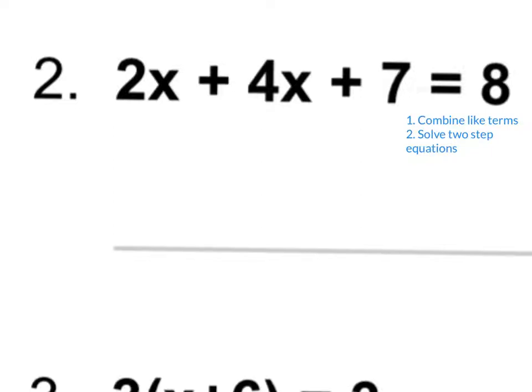Alright guys, we are looking at number 2 now, and whenever we have repeats like we see here, so we have 2x here and we have 4x here, they're on the same side, we need to combine those together. So what I'm going to do first is combine like terms, which is what it says here in step number 1.